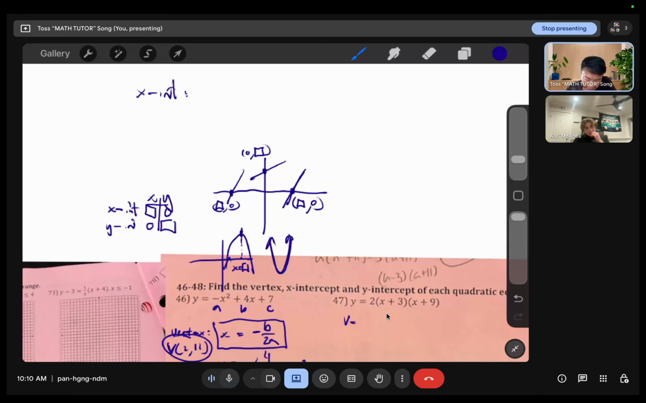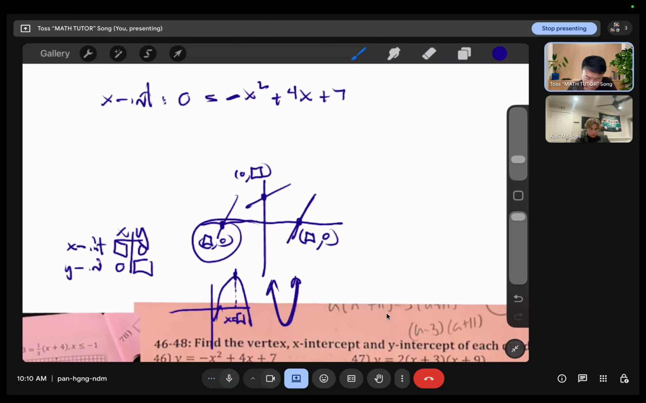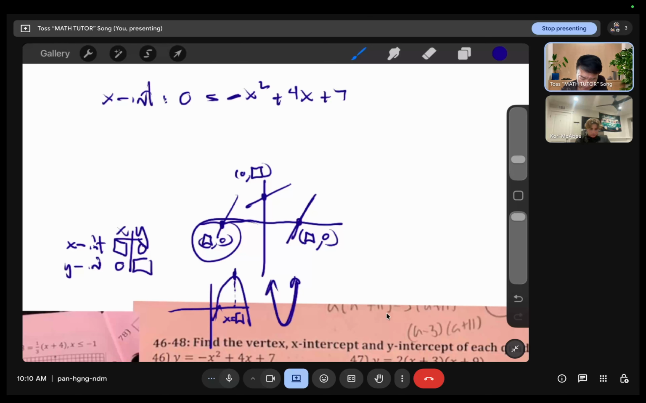x-intercept is when your y is 0, as you can see here. So you plug in the y being 0, and then solve for x. So it's negative x squared plus 4x plus 7. So you're going to solve for x. I recommend that you factor, but you never factor with the negative 1 in front of the x squared. So multiply everything by negative 1, both sides.